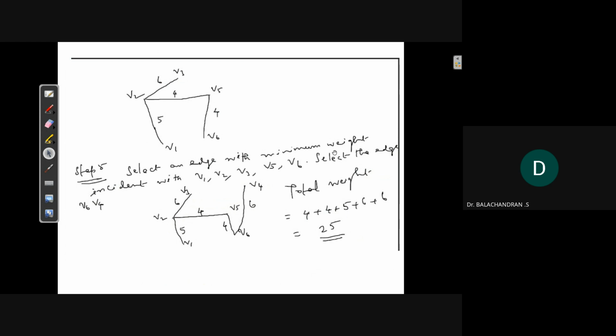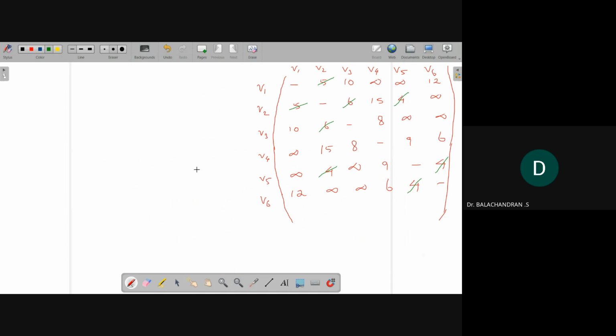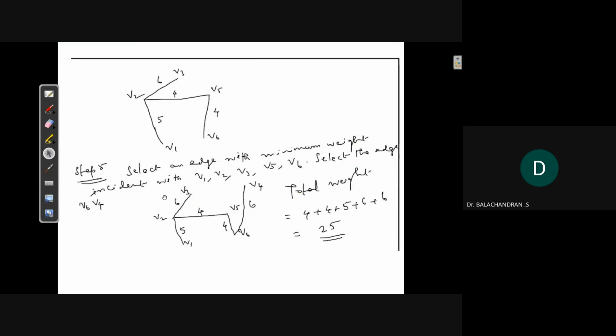So select an edge with the minimum weight incident with what? V1, V2, V3, V5, V6. Select what? V6, V4. So V6, V4 weight is what? 6. Okay. So now I'll put a cross mark. Just V6, V4 is what? 6. V4, V6 what? 6. I think how many vertices? 6 vertices. Check it how many edges you have now. 1, 2, 3, 4, 5 edges. So it is connecting all the 6 vertices V1, V2, V3, V4, V5, V6. Now this is a spanning tree.